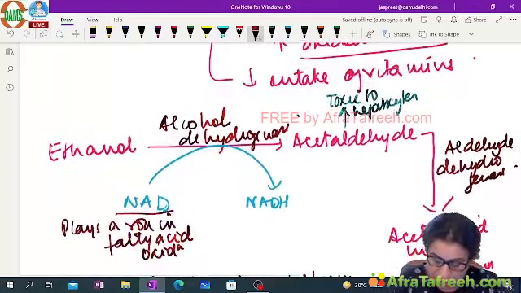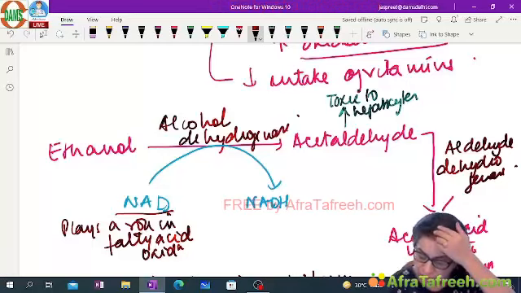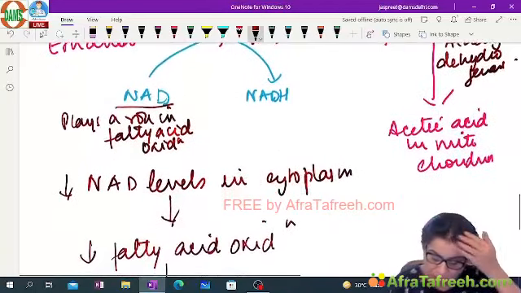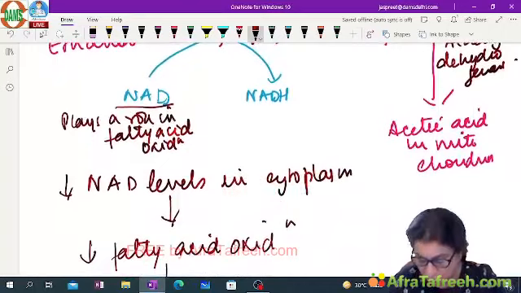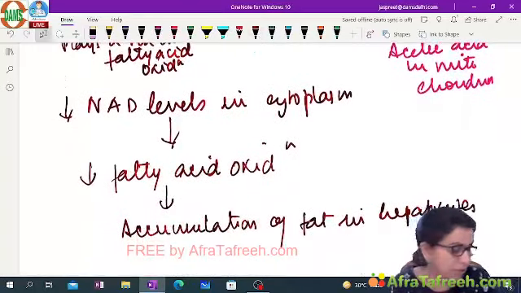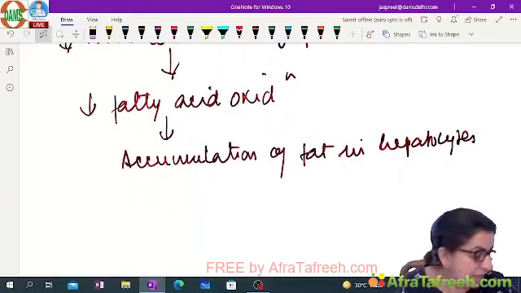So now ethanol, first in the cytoplasm, enzyme alcohol dehydrogenase converts ethanol to acetaldehyde, and in this process NAD is getting converted to NADH. So the cytoplasmic level of NAD reduces. Also then this acetaldehyde by enzyme aldehyde dehydrogenase is converted to acetic acid, which happens in the mitochondria. So now since NAD levels in the cytoplasm are reduced, this will cause decreased fatty acid oxidation and fat will accumulate in the hepatocytes. Okay, so fat accumulates causing fatty change.